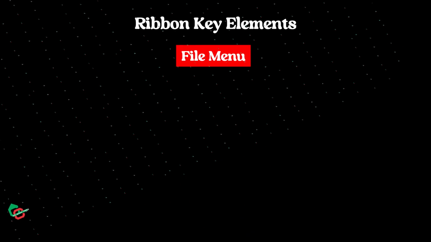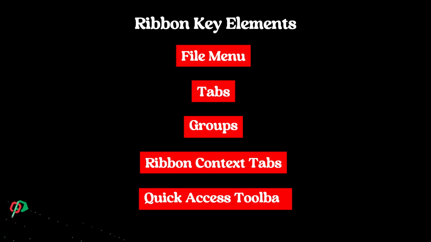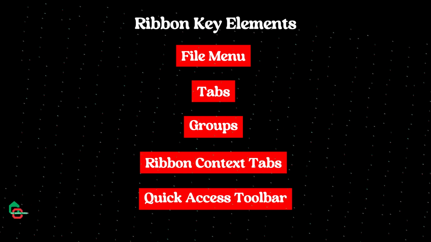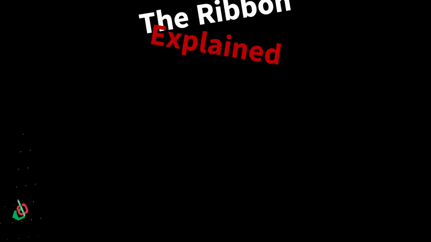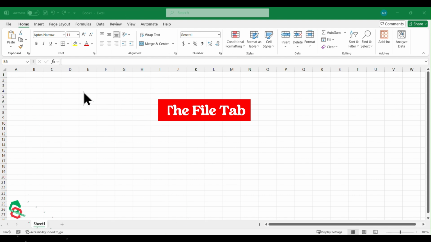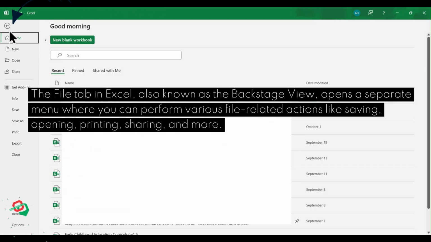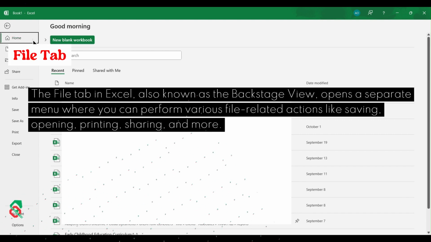Ribbon key elements include the File menu, Tabs, Groups, Ribbon content tabs, and the Quick Access Toolbar. The File tab in Excel, also known as the Backstage view, opens a separate menu where you can perform various file-related actions like saving, opening, printing, sharing, and more.